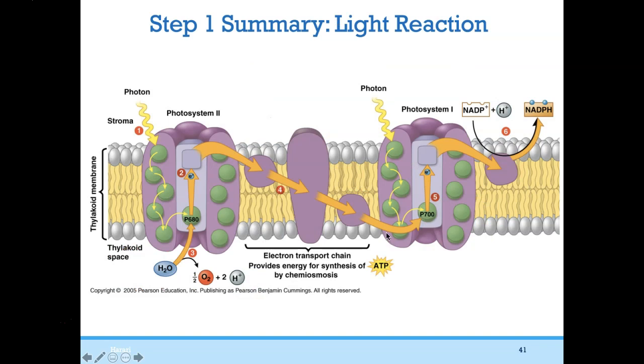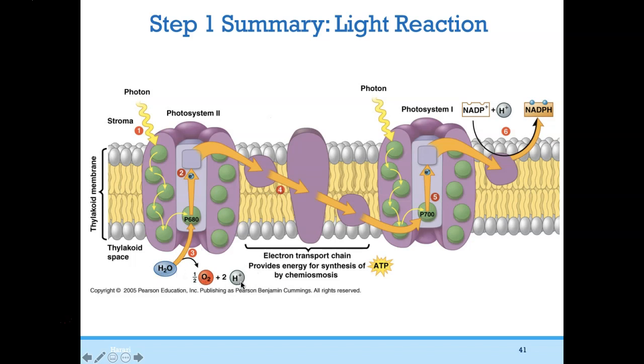One last time. Step 1, light from the sun is going to activate and excite 2 electrons in this reaction center chlorophyll. The electrons will be passed along the electron transport chain. Meanwhile, water is being broken down into oxygen, which is released.